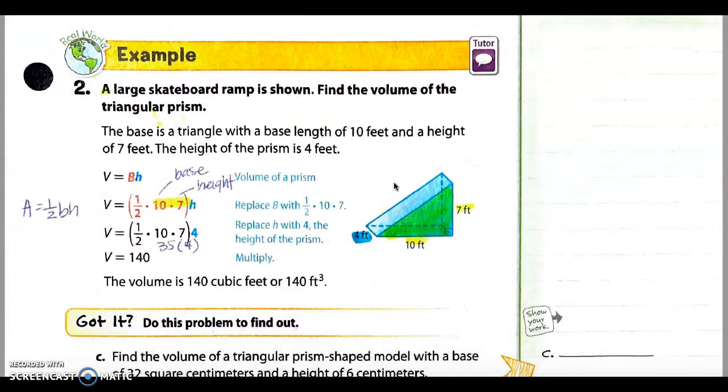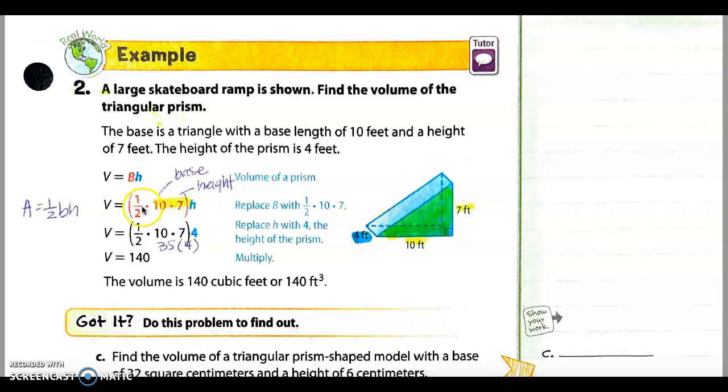All right, moving on to example 2. A large skateboard ramp is shown. Find the volume of the triangular prism. The base is a triangle with a base length of 10 feet and a height of 7 feet. The height of the prism is 4 feet. So I went ahead and highlighted the triangle in yellow for you, and you've noticed that I've highlighted the 10 for the base and then the 7 for the height of just the triangle. Okay, this is going to be the height of our triangular prism.